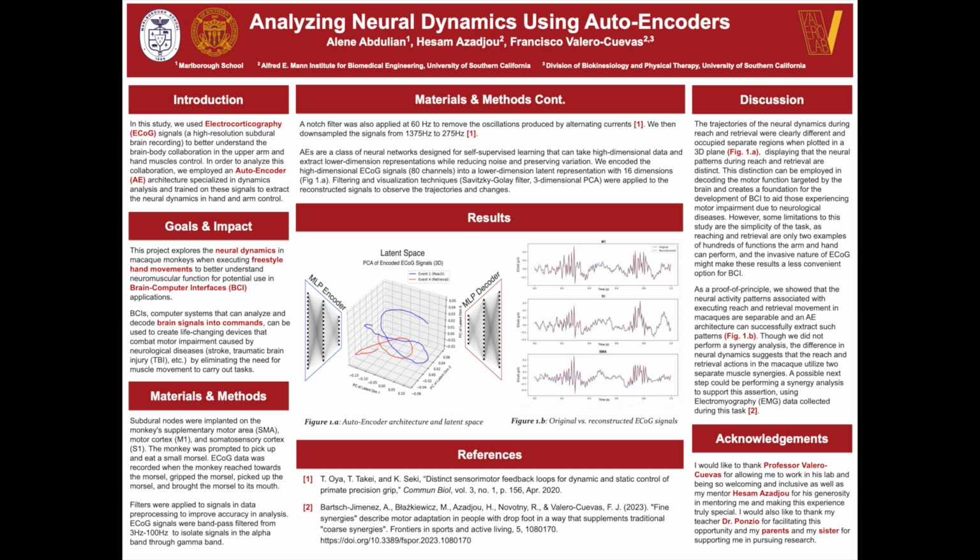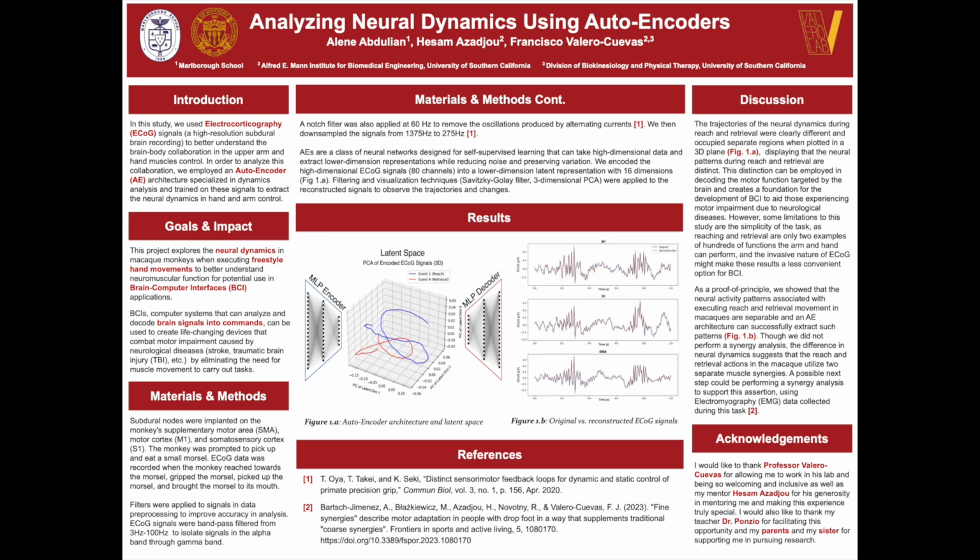The pre-processed data set was then passed through an autoencoder, a type of neural network designed for self-supervised learning that can take high-dimensional data and extract lower-dimension representations while reducing noise and preserving variation. We encoded the 80-dimension ECOG signals into a 16-dimension latent representation. Principal component analysis, or PCA, was then used to visualize the reconstructed signals in 3 dimensions, and a Savitsky-Golay filter was used to smooth the neural dynamics.